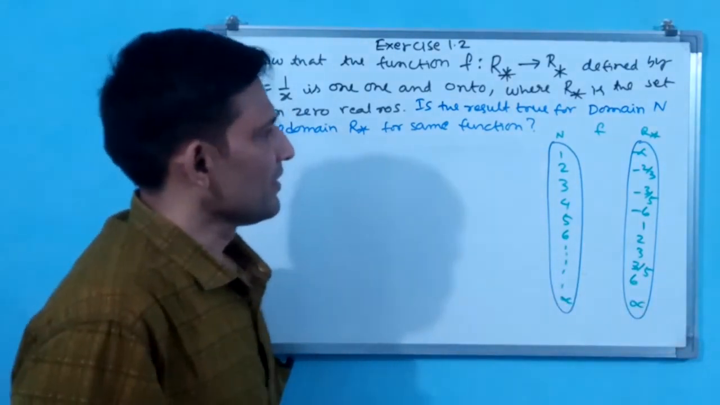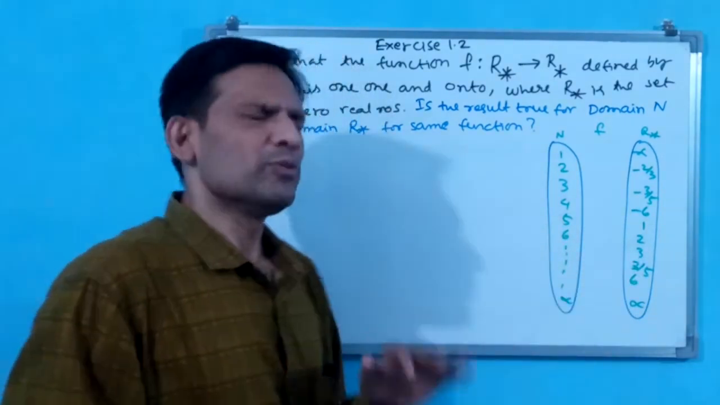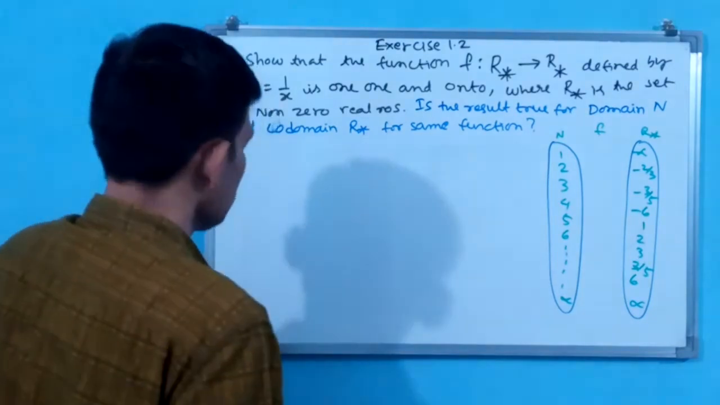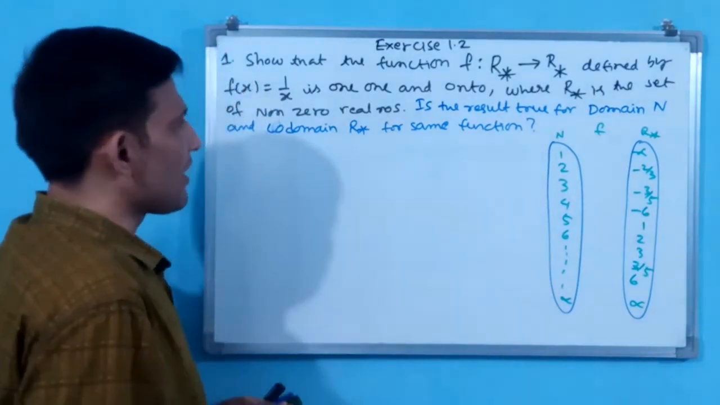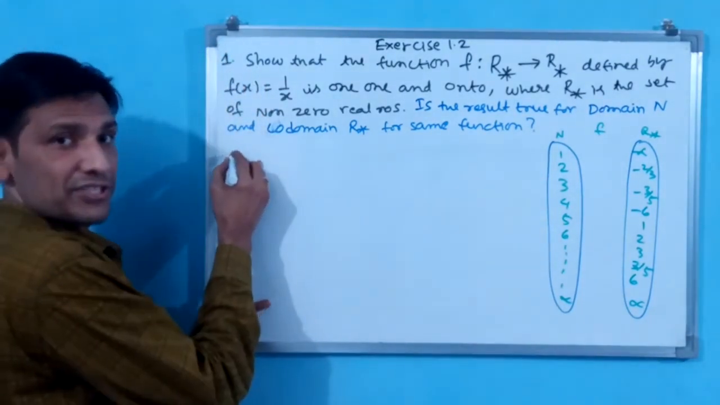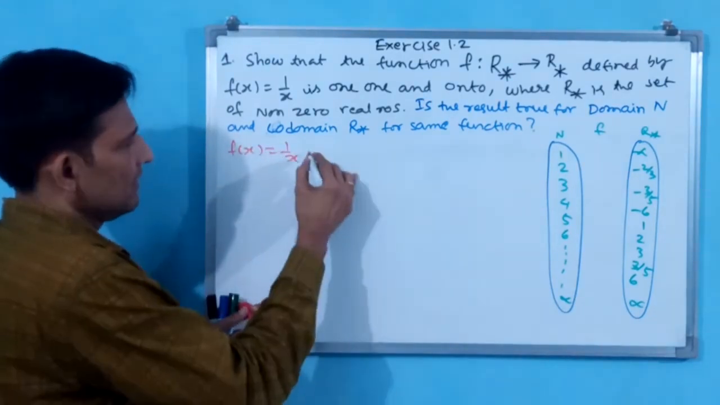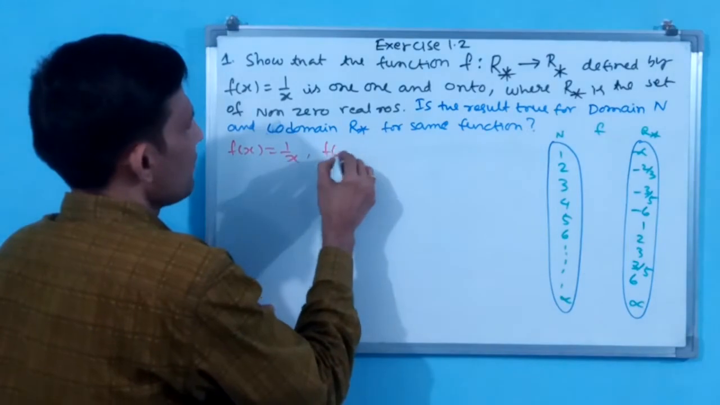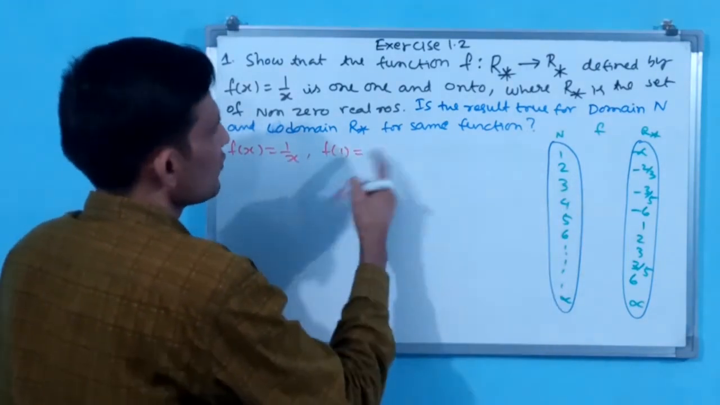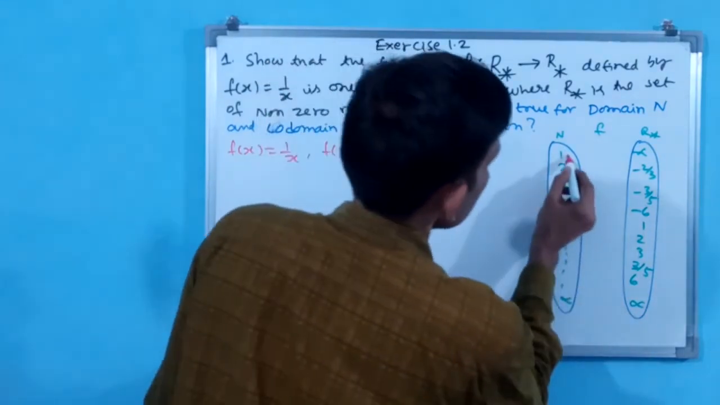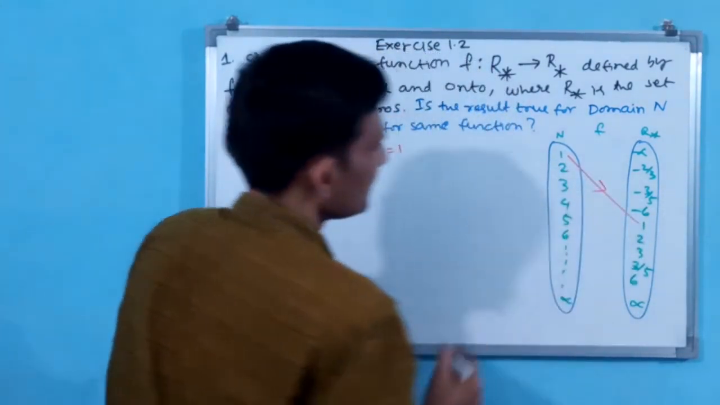See, for onto it is not true, but let me explain. Let us take 1, 1, 1. Again I am going to take the same function, f of x is equal to 1 by x. f of 1 is equal to 1 by 1, that is equal to 1. Here 1 may be there. Now this 1 to this 1 has gone relation.